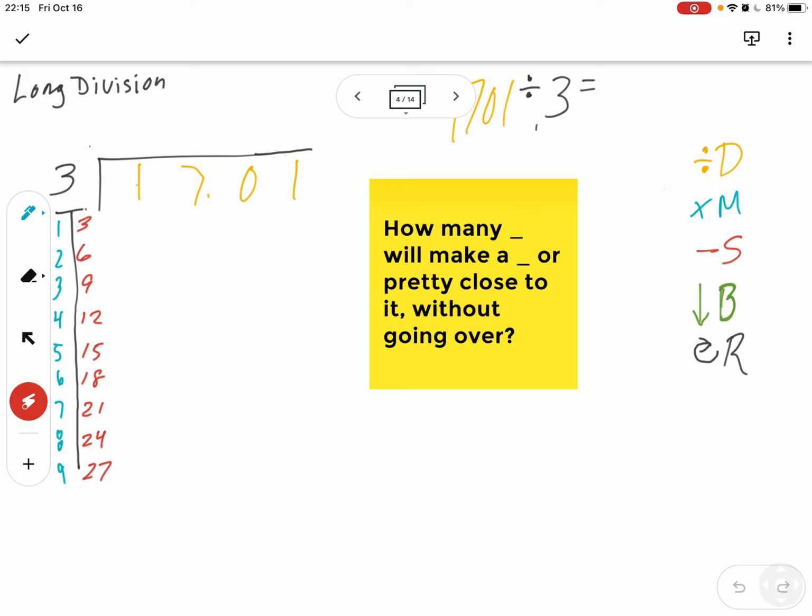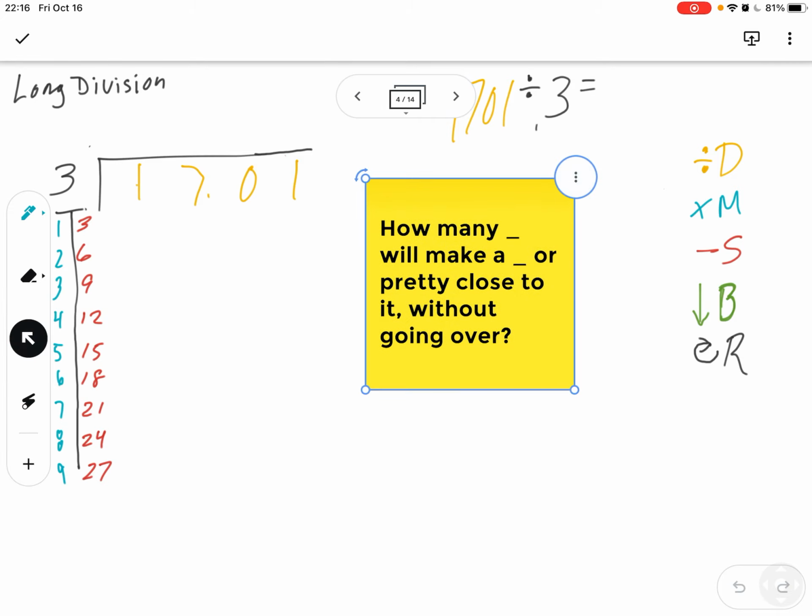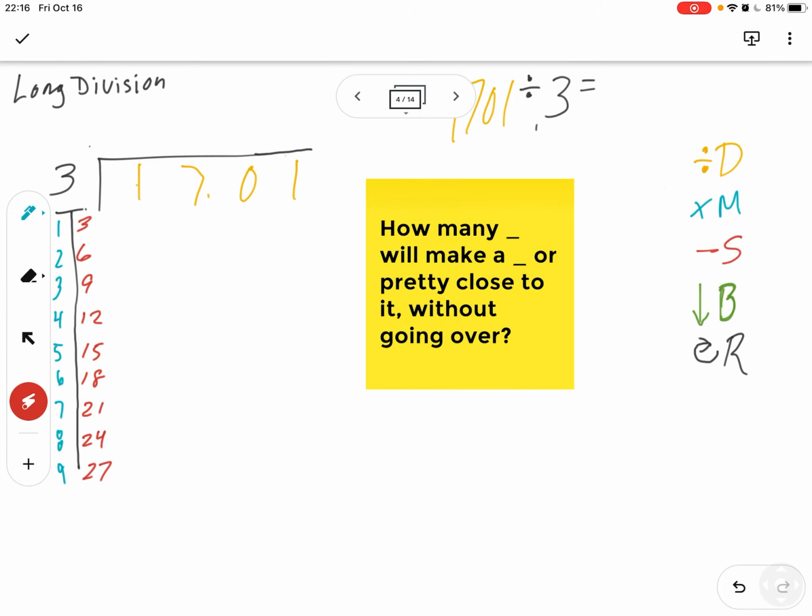These steps I'm going to use to help me as I'm doing my division. Divide, multiply, subtract, bring down, and then repeat all over again. I have my question on my sticky note ready to start. And then I also have my multiplication chart for my 3's, which is what I'm dividing by.